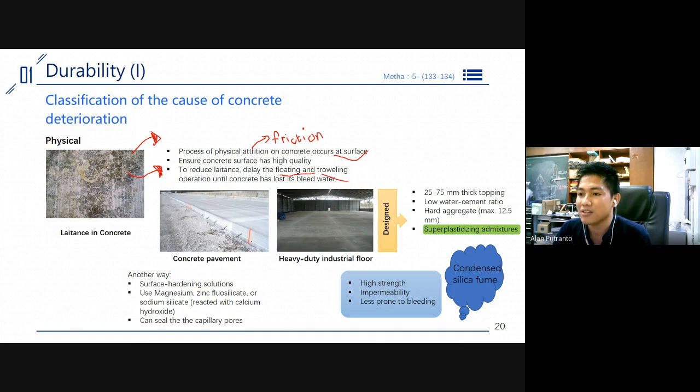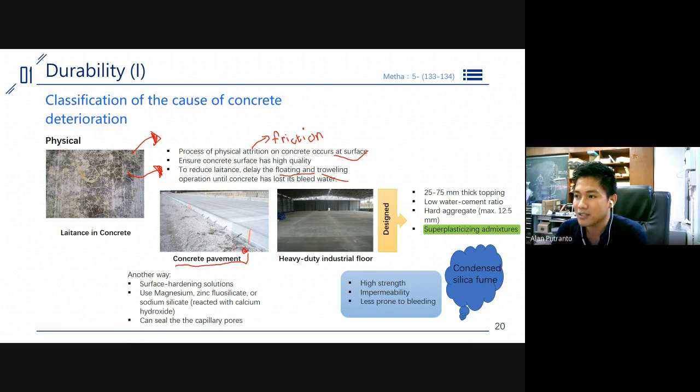Next, in this picture, we have concrete pavement, right? Concrete pavement, and another defect like this in concrete also happens on heavy duty industrial floors. So this laitance may occur in this concrete pavement or heavy duty industrial floor.